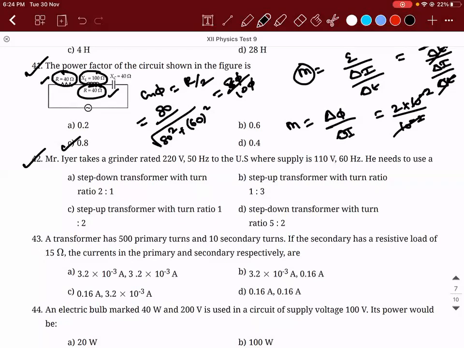42nd. Mr. Iyer takes a grinder rated 220 volt, 50 hertz to US where the supply is 110 volt and 60 hertz. He needs to use what? What should he do? So, see, voltage is high in India, in US it is less. So do you need to step down or step up? Obviously you need to step down. So this and this are wrong, not needed. So A or C is the answer. So which one is right?